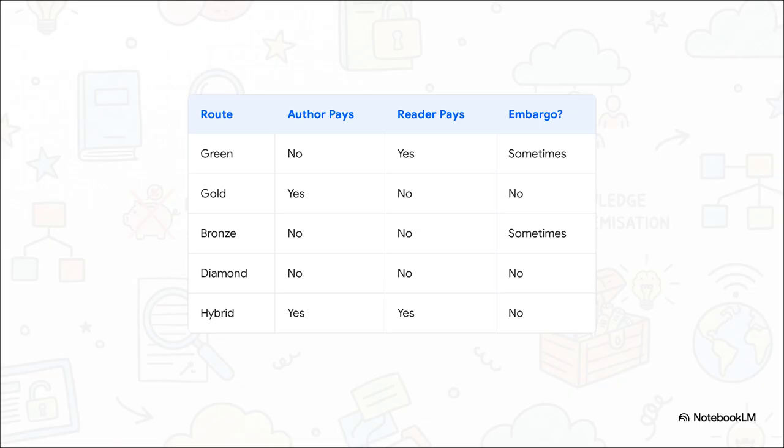And finally, hybrid. You pay the APC, the reader's library still pays the subscription, and there's no embargo. By understanding this matrix, you're really taking control of the impact and the reach of your hard work. You've seen the colors, the costs, and the catches. So which route will you negotiate for your next big discovery?